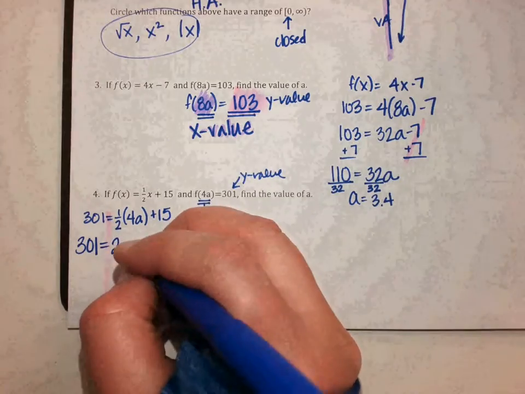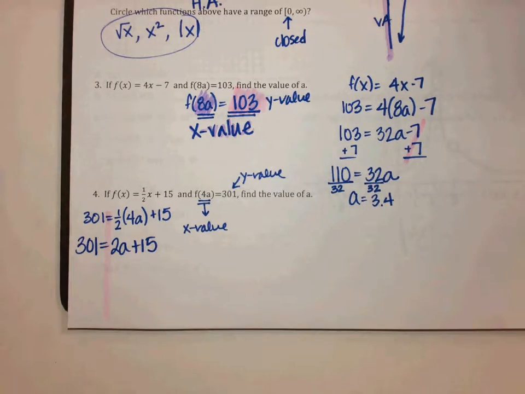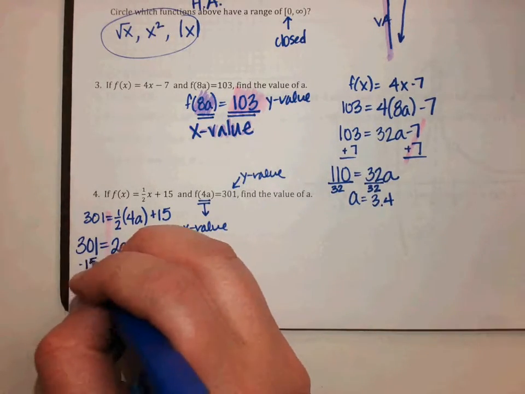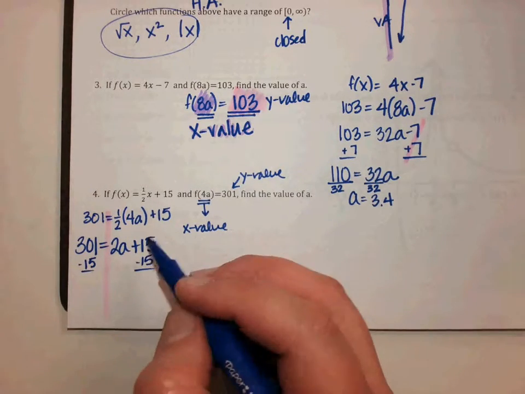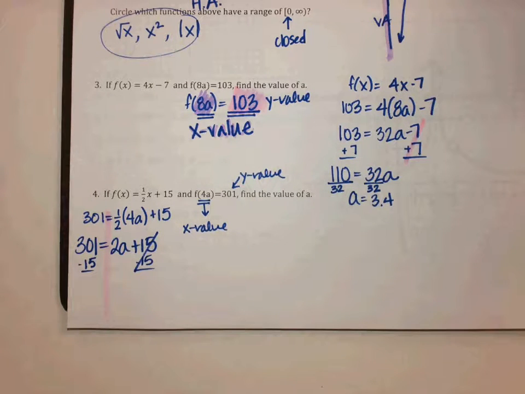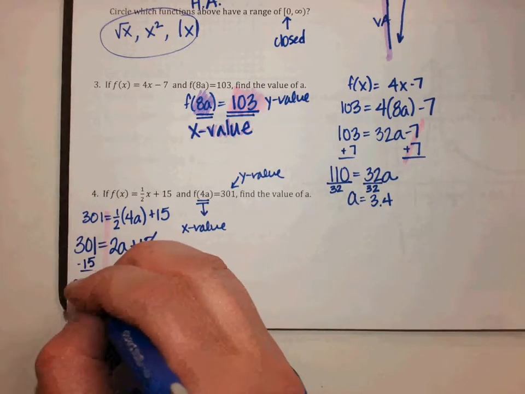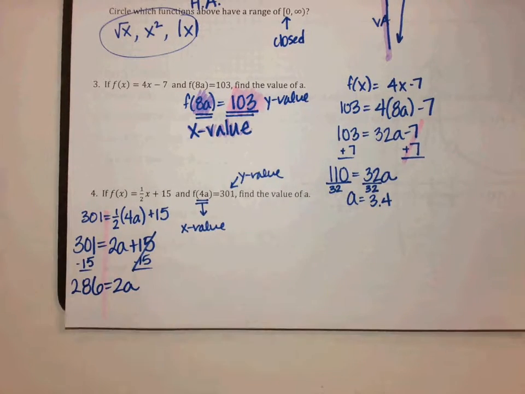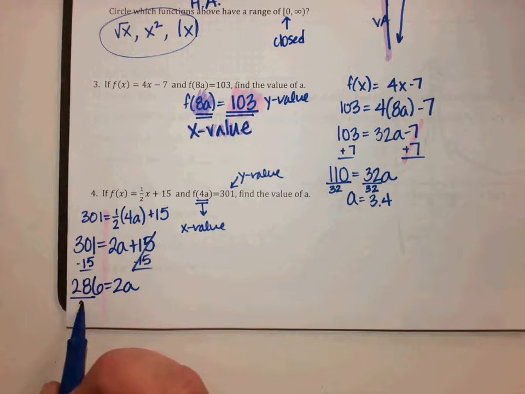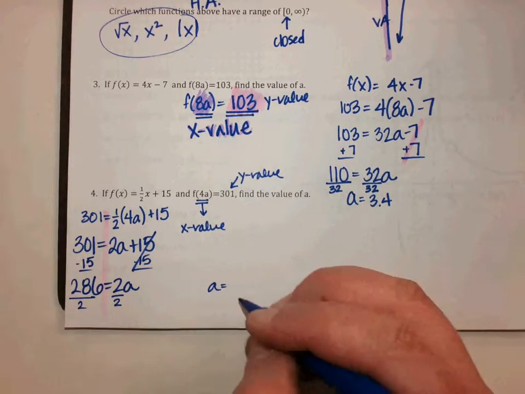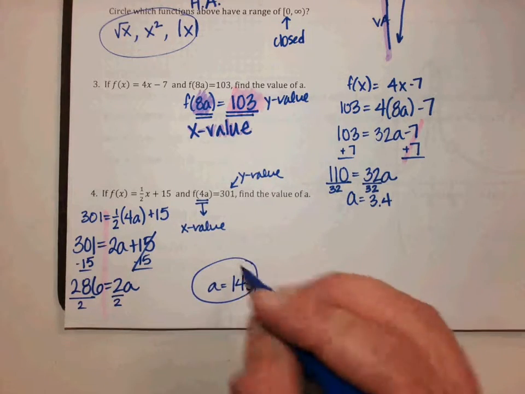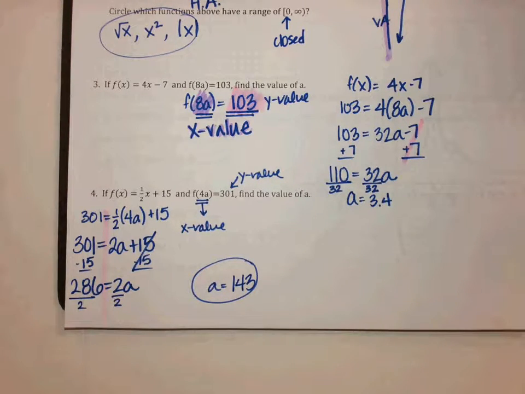2a. And how do I get rid of a plus 15? Minus the 15. Plus 15 minus 15 cross out with each other. 301 minus 15 is 286. And if that equals 2a, what's the last step? Divide by 2, division. Very good. 286 divided by 2, what do you get? 143. But remember, if you had an answer choice, you could just try to plug it in, see which one works. Make sense?